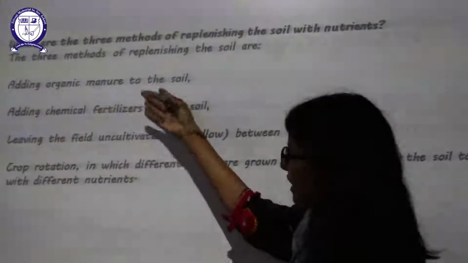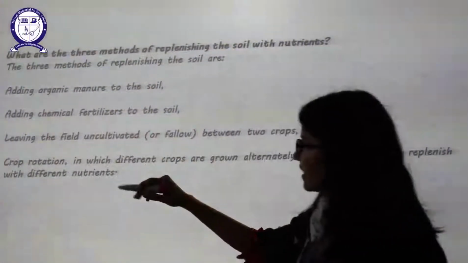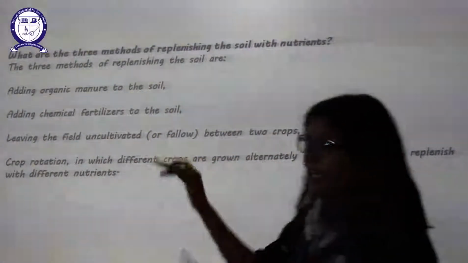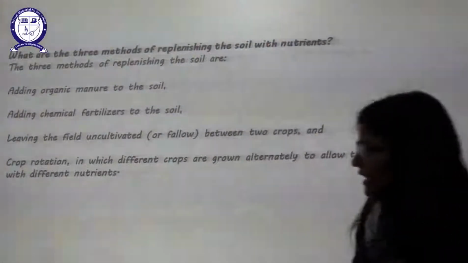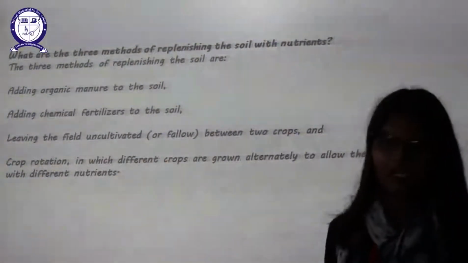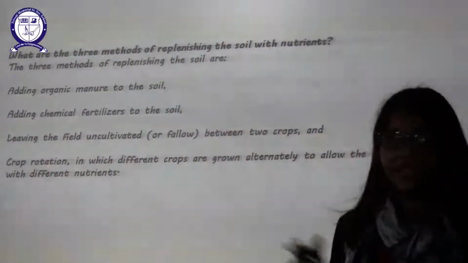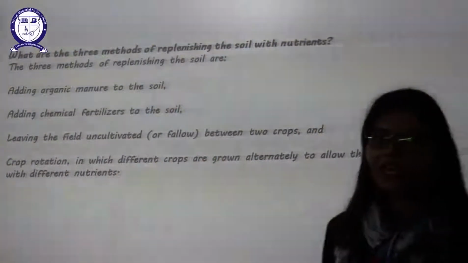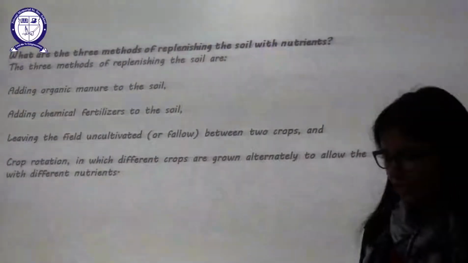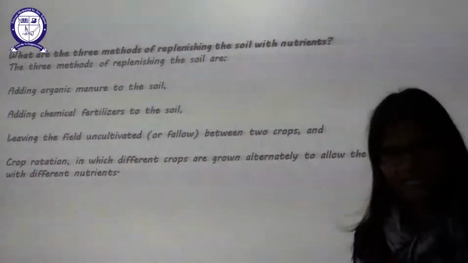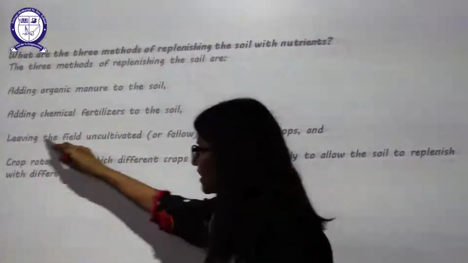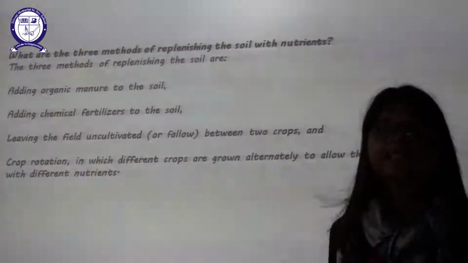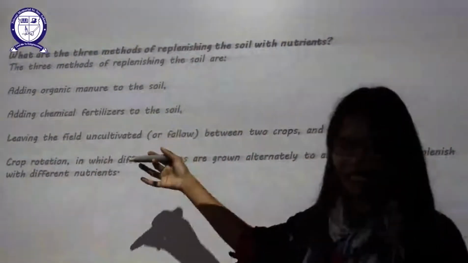First is adding organic manure, adding chemical fertilizer, then leaving the field uncultivated between two crops. So leaving that field uncultivated between the two crop seasons also replenishes the soil by itself. Now, crop rotation, in which different crops are grown alternately. We avoid the same crop so that the soil will replenish the nutrients by itself. So these two methods, leaving the field uncultivated and crop rotation, will replenish the nutrients by itself. It does not need manure or fertilizers.